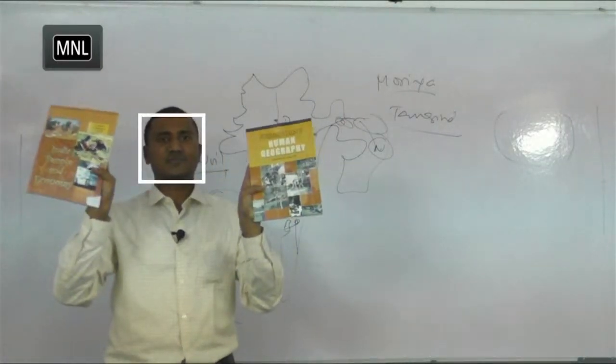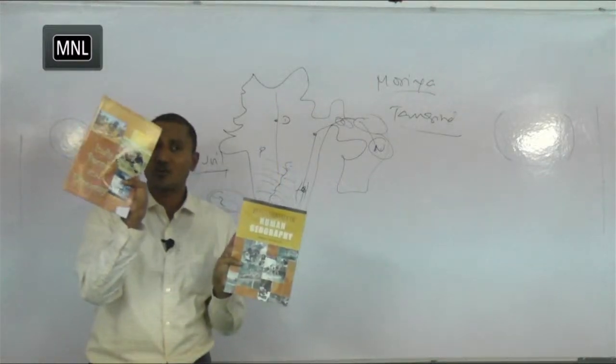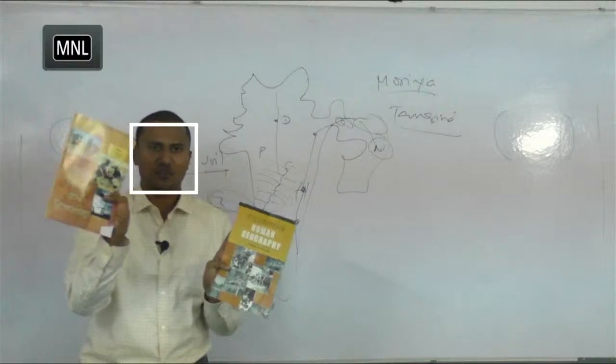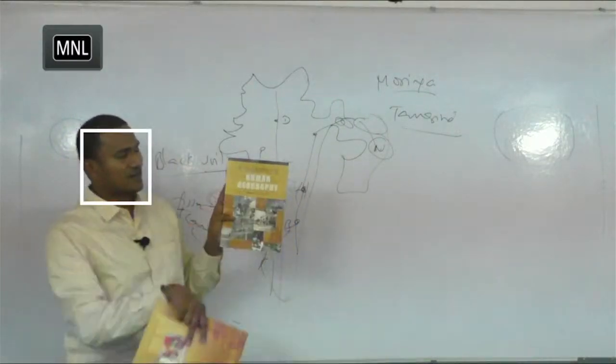Again, 12th class textbooks, two books are there, 12th class. This is Indian Human Geography. They call it People and Economy. The Society, Social and Economic Geography. Okay. This is World Human Geography. They call it Fundamentals of Human Geography.